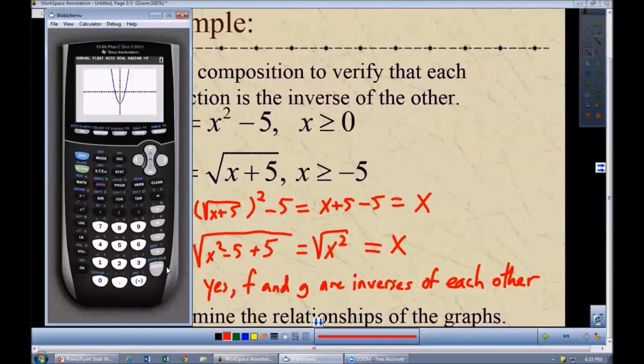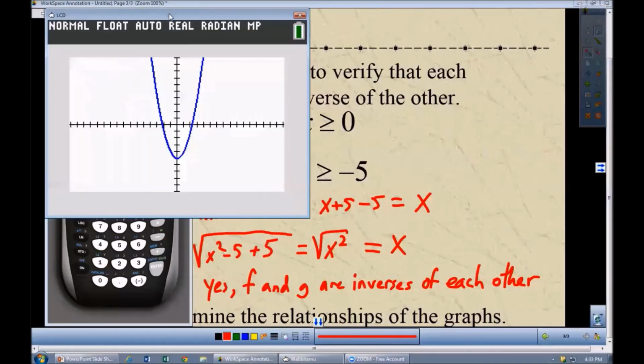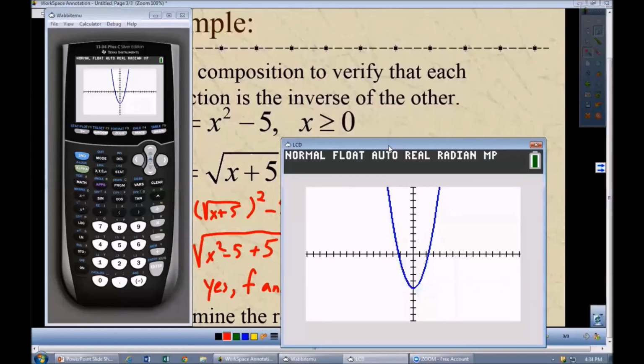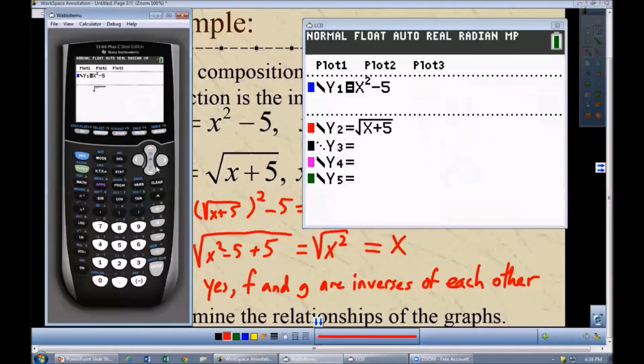It definitely passes the vertical line test, but notice this would fail the horizontal line test. So how does this even have an inverse? Well, remember the condition was x squared minus 5 for x greater than or equal to 0. I can get the graphing calculator to only graph that part. All I have to do is put a little condition in here.